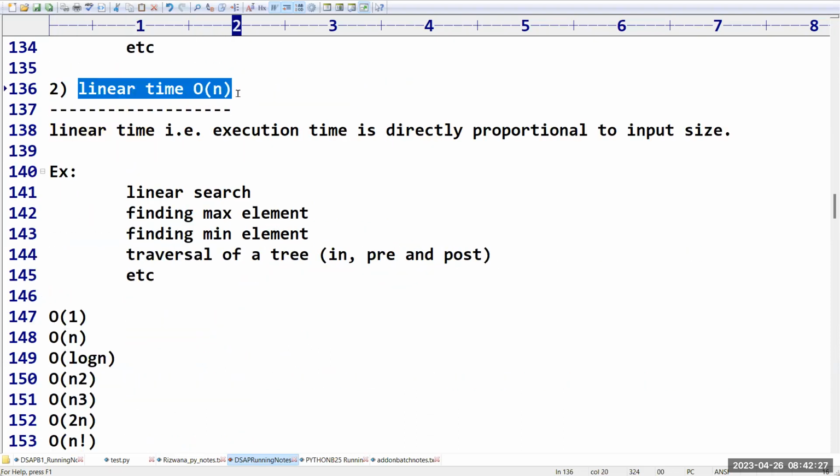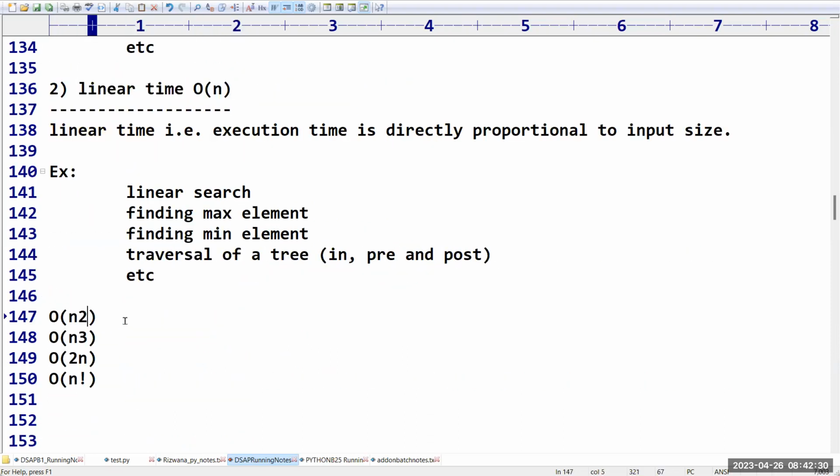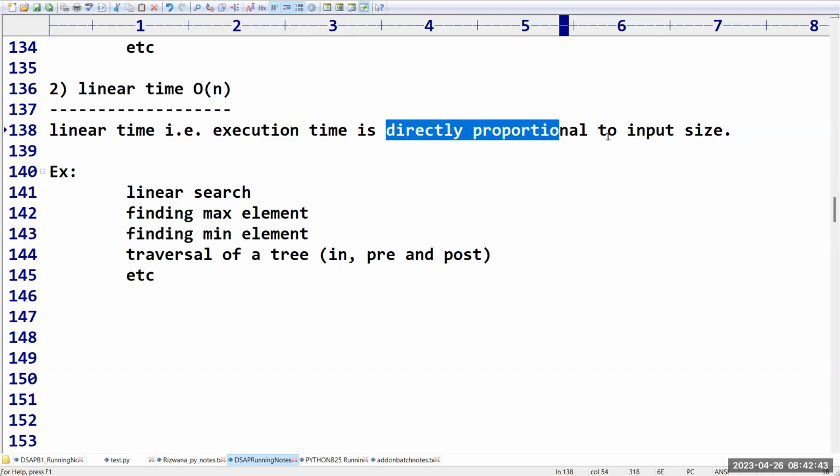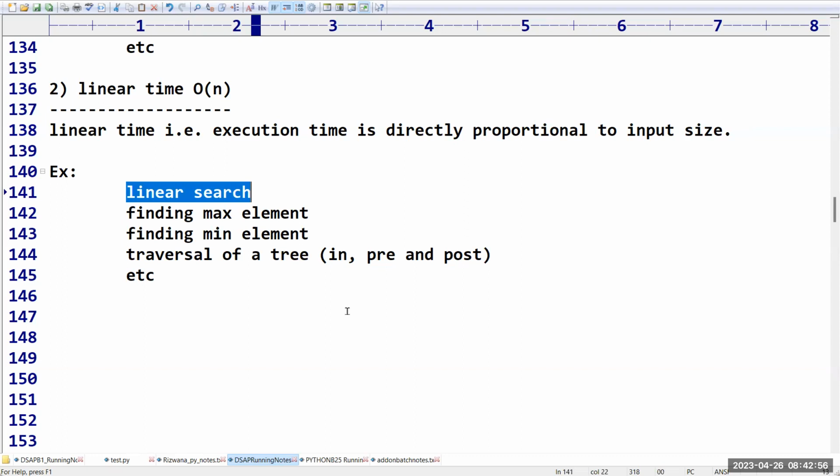Next, second one, linear time. Linear time means an algorithm takes time such that execution time is directly proportional to the input size. Depending on the input size, the number of comparisons will be there. Best example is linear search. Linear search means we have to search for the data continuously.